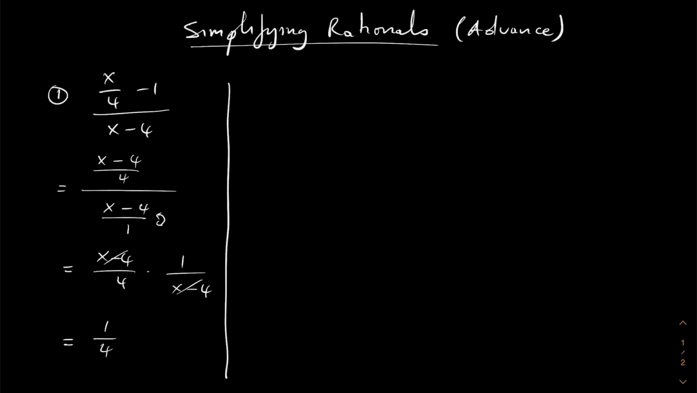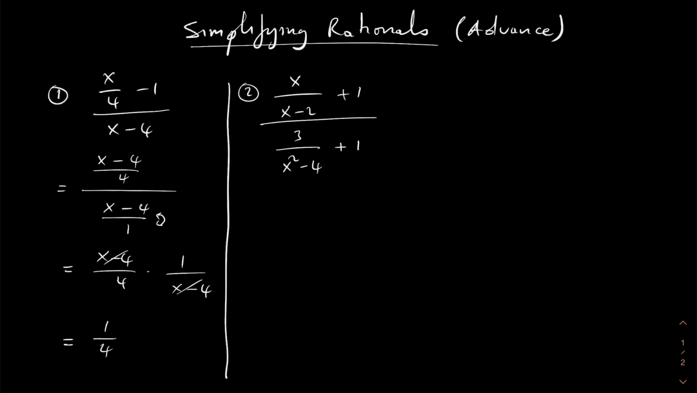Our second example here is x divided by x minus 2, all plus 1, all divided by 3 divided by x squared minus 4, all plus 1. And so again, this is a combination of division and addition of rational expressions.